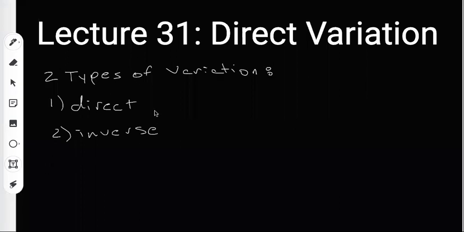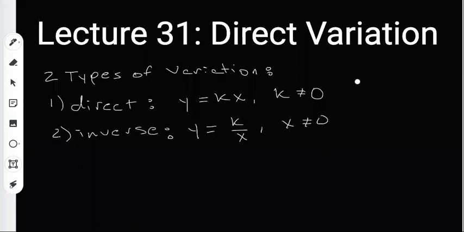Direct variation is going to be modeled by the equation y equals kx, where k cannot be equal to 0. Inverse variation is going to be modeled by y equals k over x, where x cannot equal 0. So for direct, you're going to be multiplying, and for inverse, you're going to be dividing.